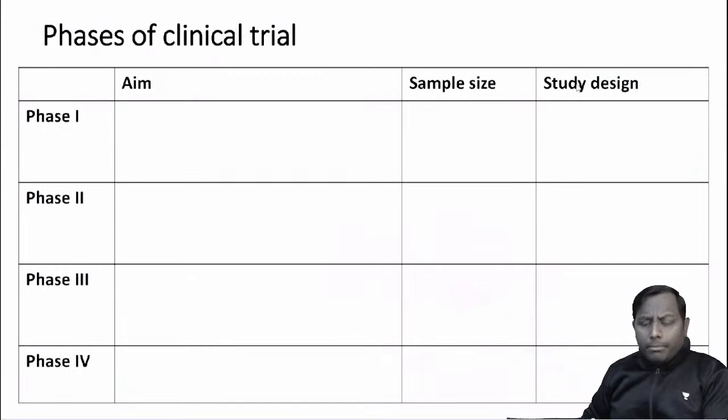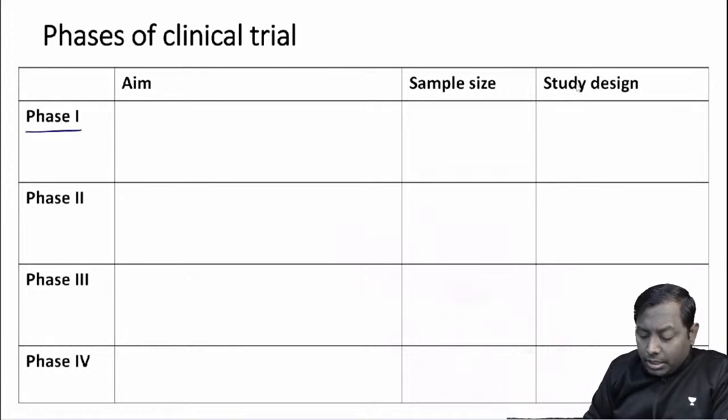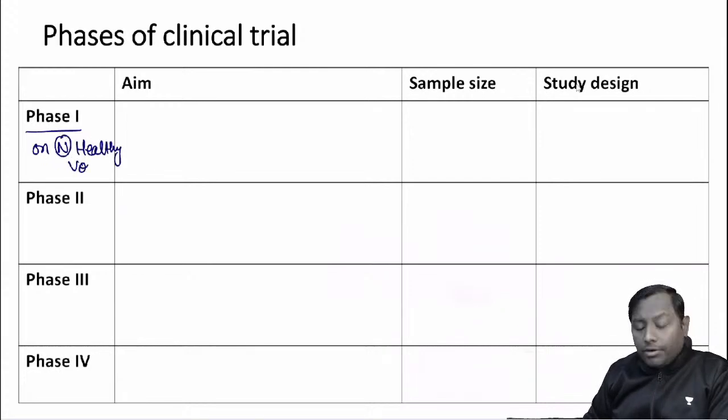Let's quickly do a very important table, which all of you must be missing so far. The aim of the phase 1 clinical trial, which is usually done on normal healthy volunteers. What is the aim? To determine the safety. We also study that maximum tolerable dose is assessed in which one? Maximum tolerable dose is assessed in this one.